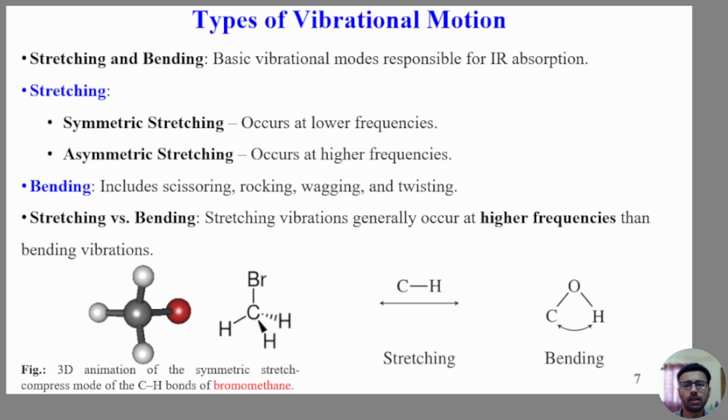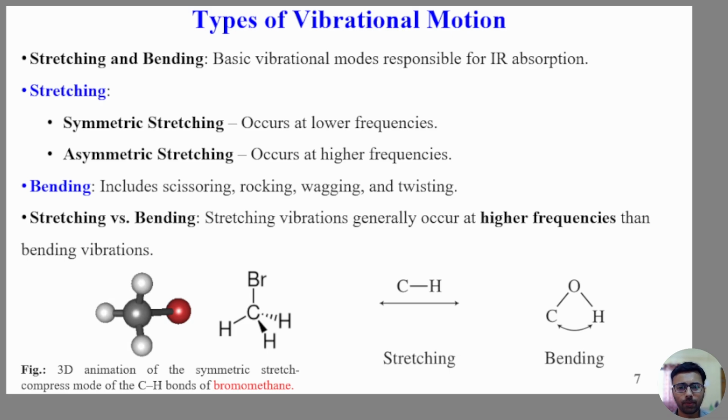The second type is asymmetric stretching. Here, one bond is stretching while the other bond is compressing. The atoms move in opposite directions. This creates a more complex motion. As a result, asymmetric stretching generally occurs at higher frequencies and therefore higher wavenumbers.